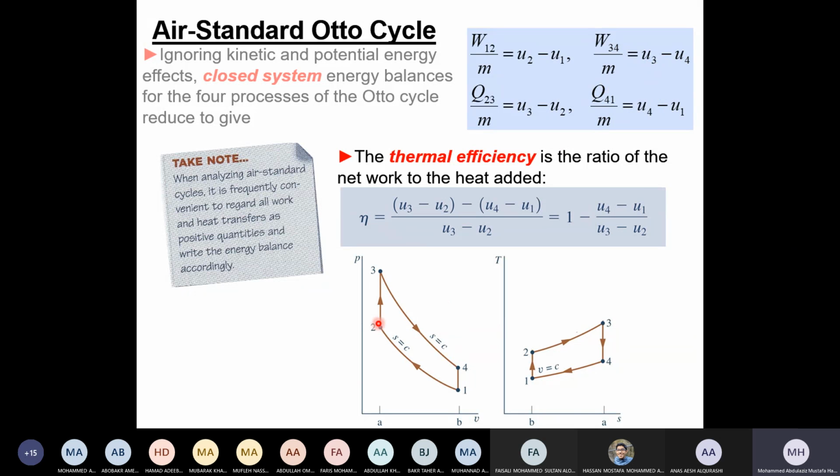Then we have 2 to 3, there is no work done here, so Q is equal to U3 minus U2. So this is Q in. Then Q out is U4 minus U1, also because there is no work done here. So this is your second point to know here, the analysis. In addition to that, you write eta here is 1 minus QL over QH, and this will give you the efficiency. So this is the second thing that you should know about that.